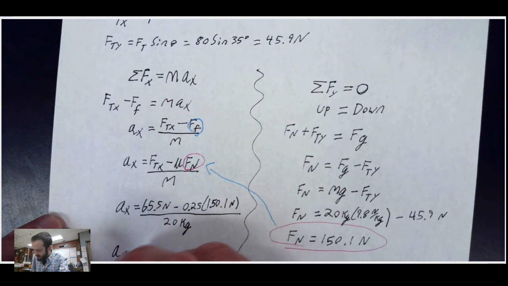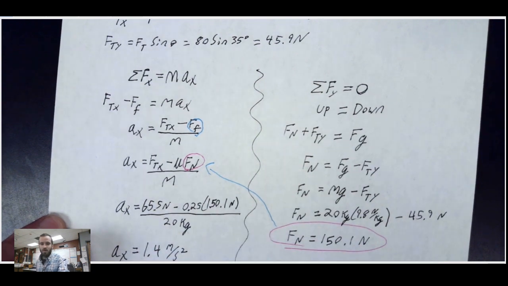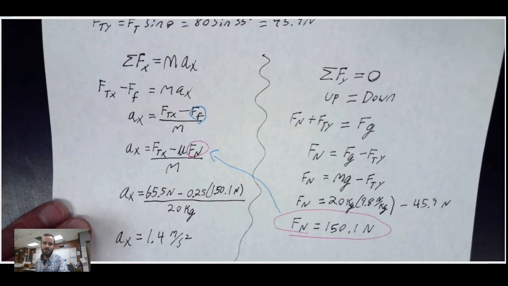Now I'm in the home stretch. I just got to plug this into my calculator, and I should get an answer of 1.4 meters per second squared. Now this question asks for magnitude, so we don't need to indicate really anything beyond this, but we could also mention that this was out to the right horizontally.